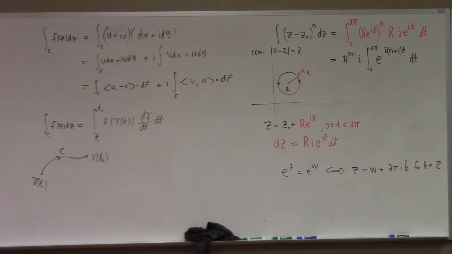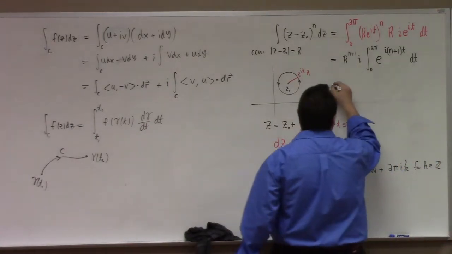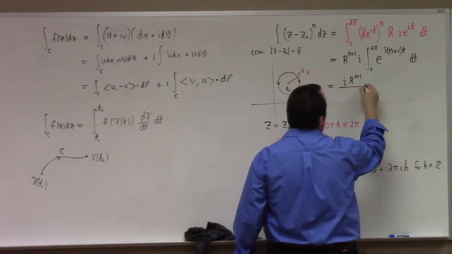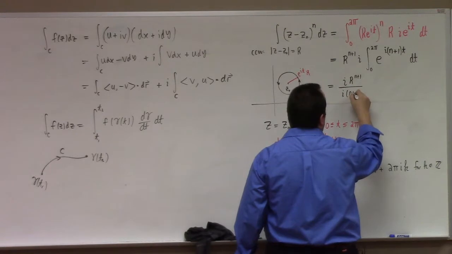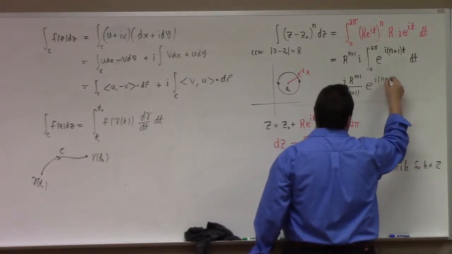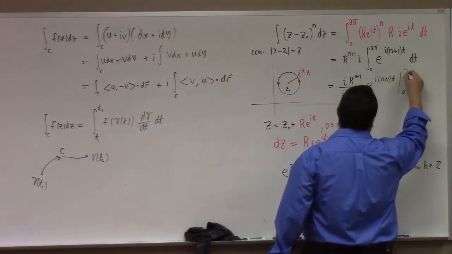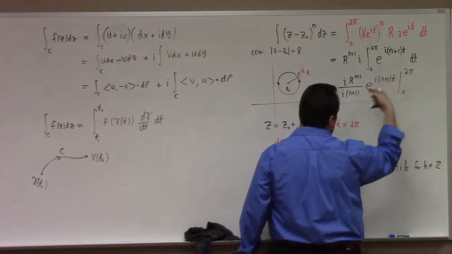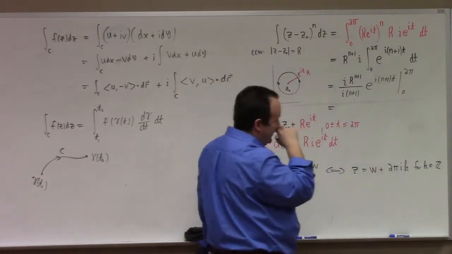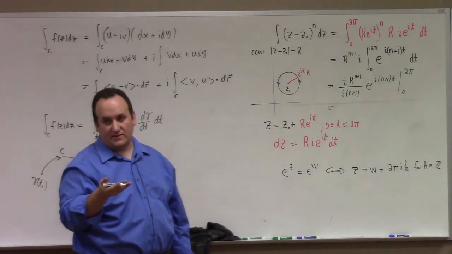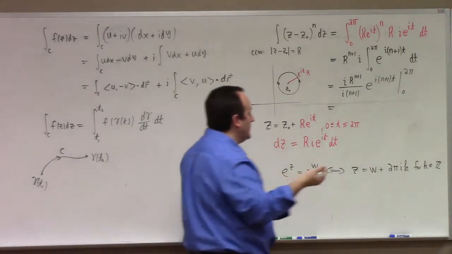So how does this work out? That's i r to the n plus 1 over i times n plus 1, times e to the i times n plus 1 times t, evaluated from 0 to 2 pi, which is actually 1 minus 1, because the sine piece is 0 and the cosine piece is 1. This is 0.